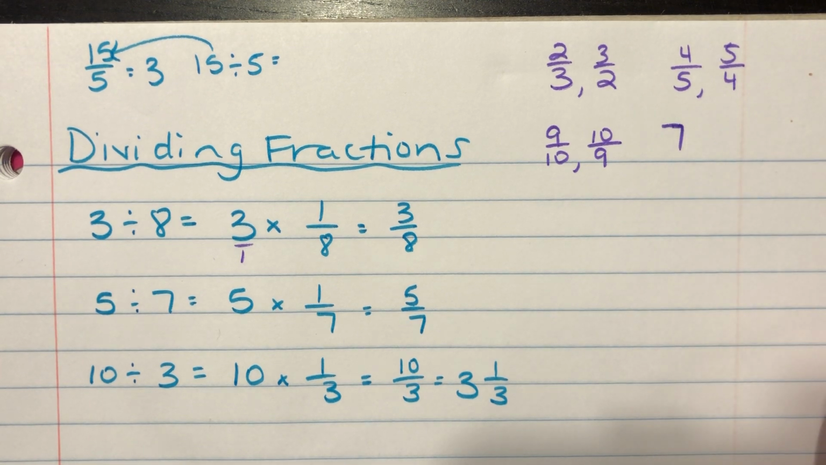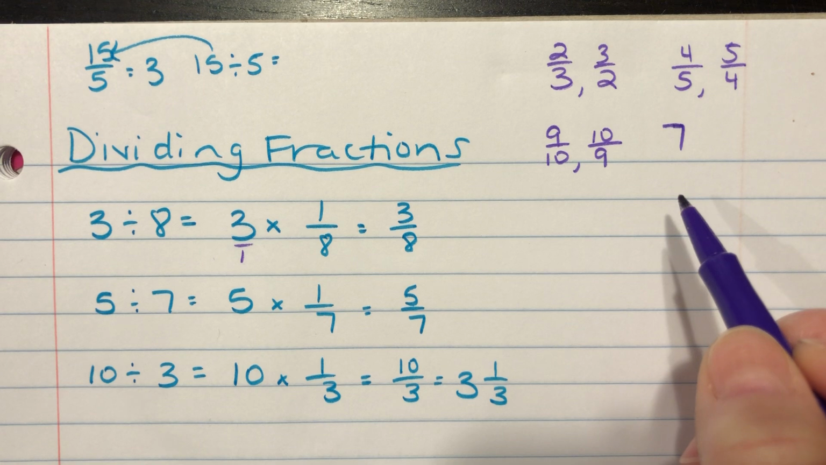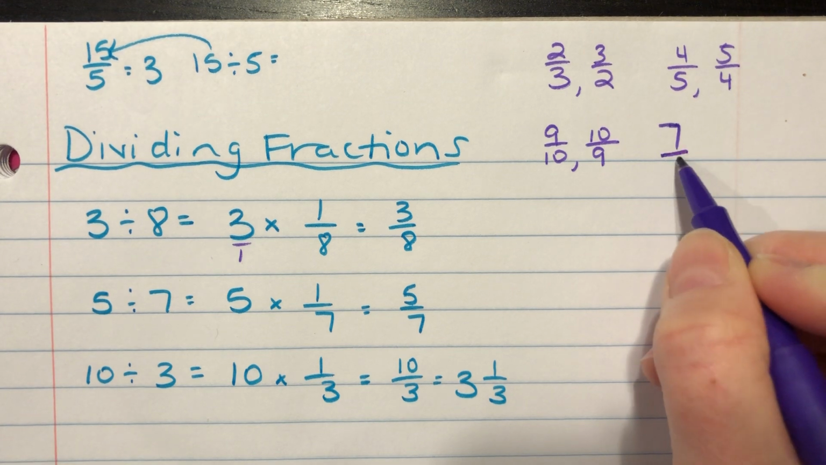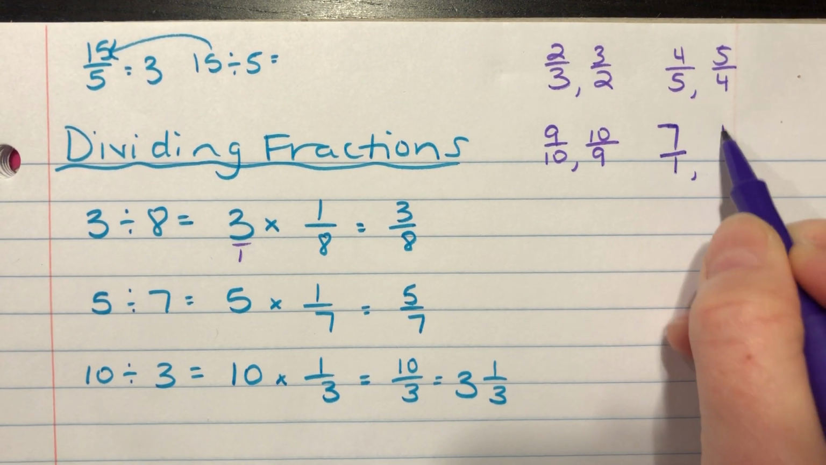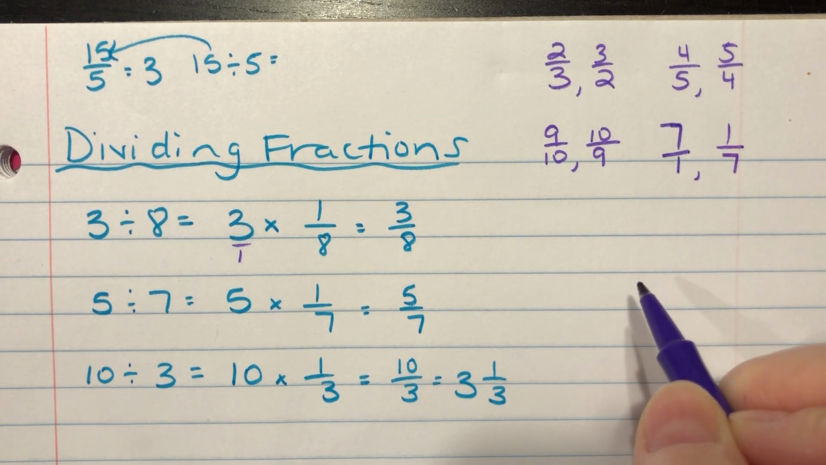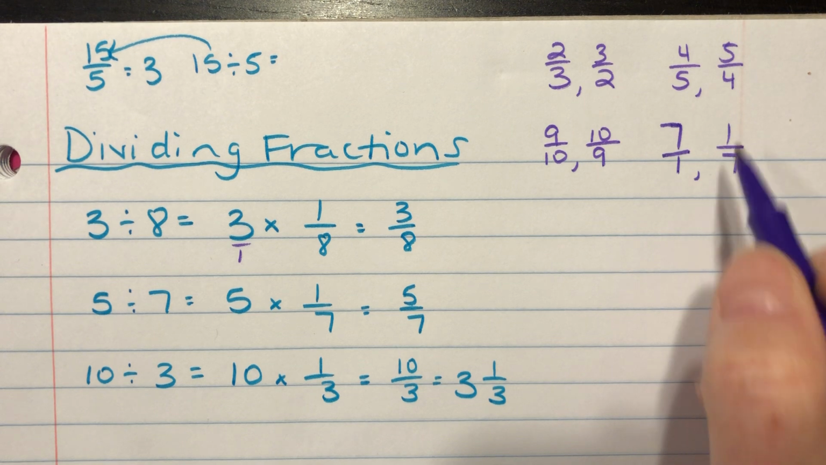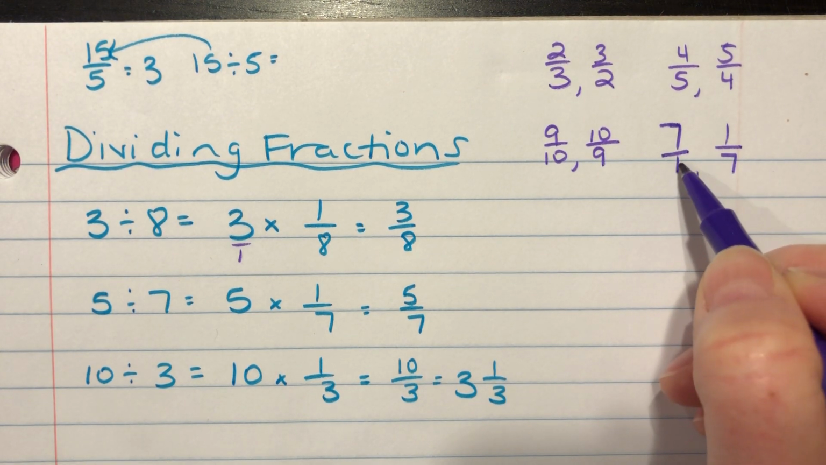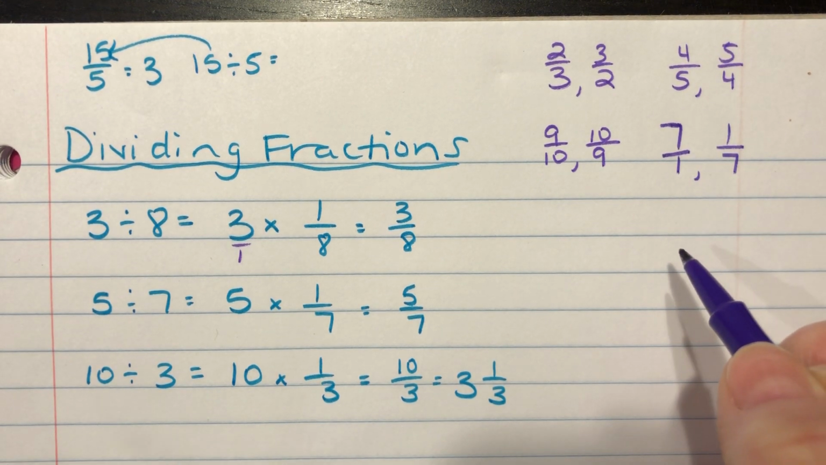It's just 7, right? But could you write 7 as a fraction that has a numerator and a denominator? Yeah. We could write this 7 as 7 over 1, couldn't we? That means the reciprocal of 7 would be 1/7. So if you have a whole number and you're trying to find the reciprocal of it, write that whole number as a fraction by putting a 1 under it, and then you can write the denominator as the numerator and the numerator as the denominator.